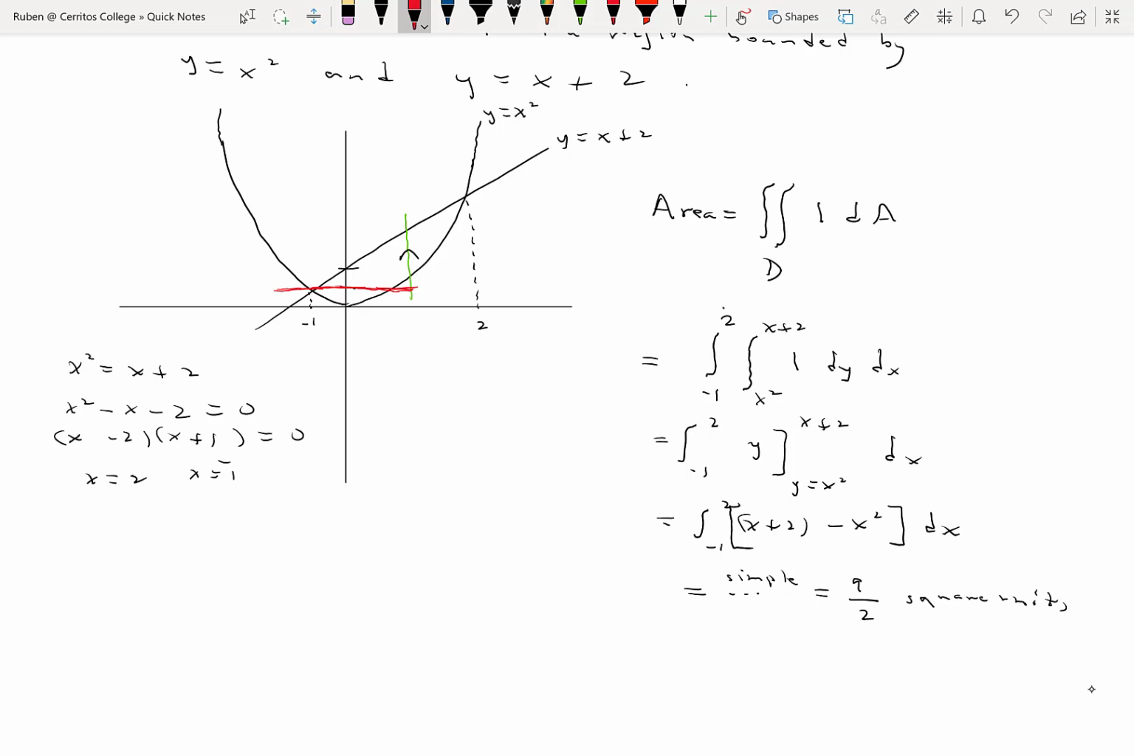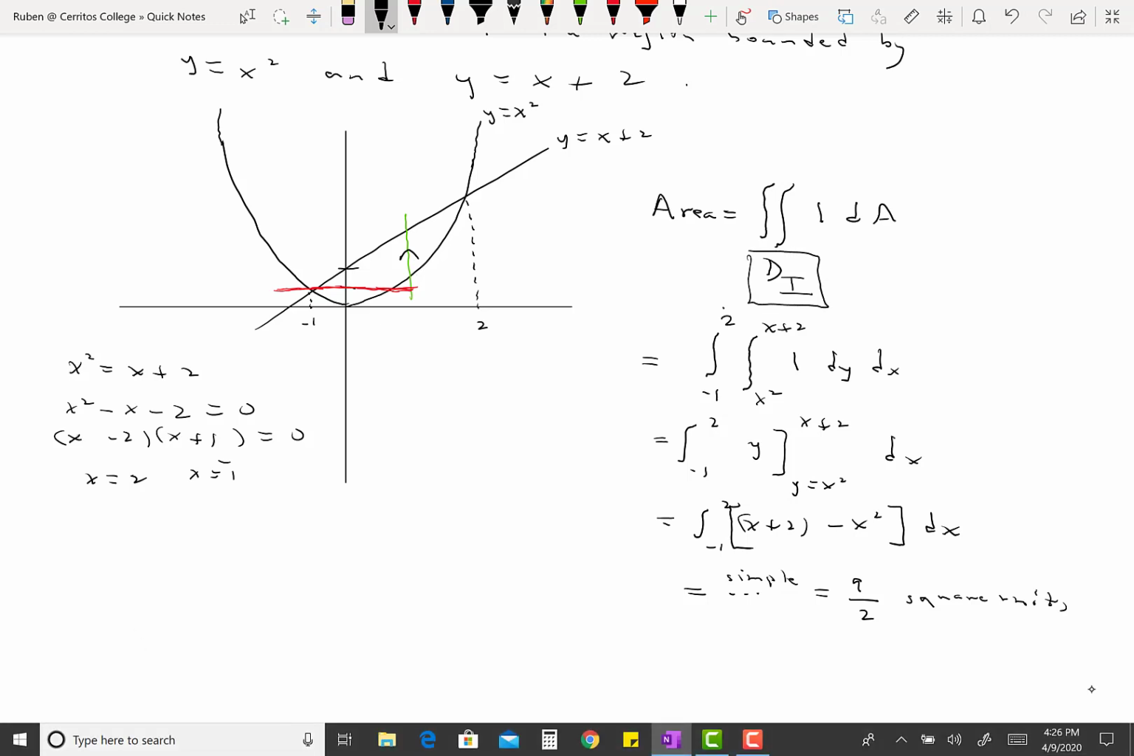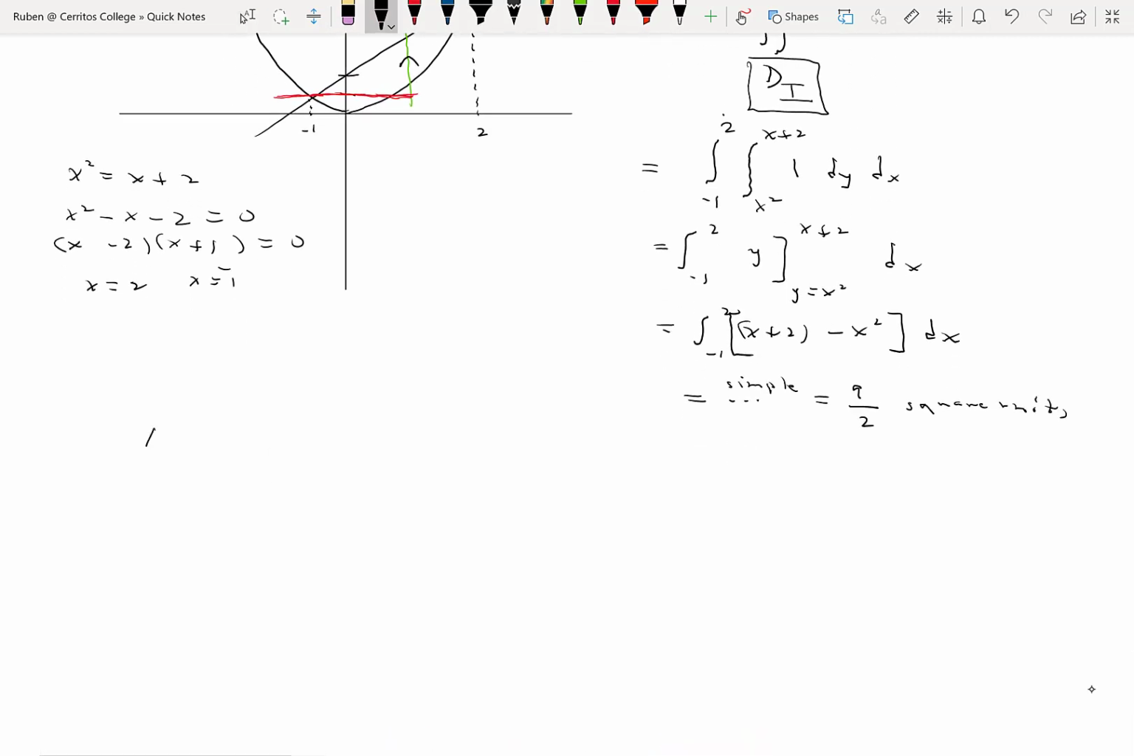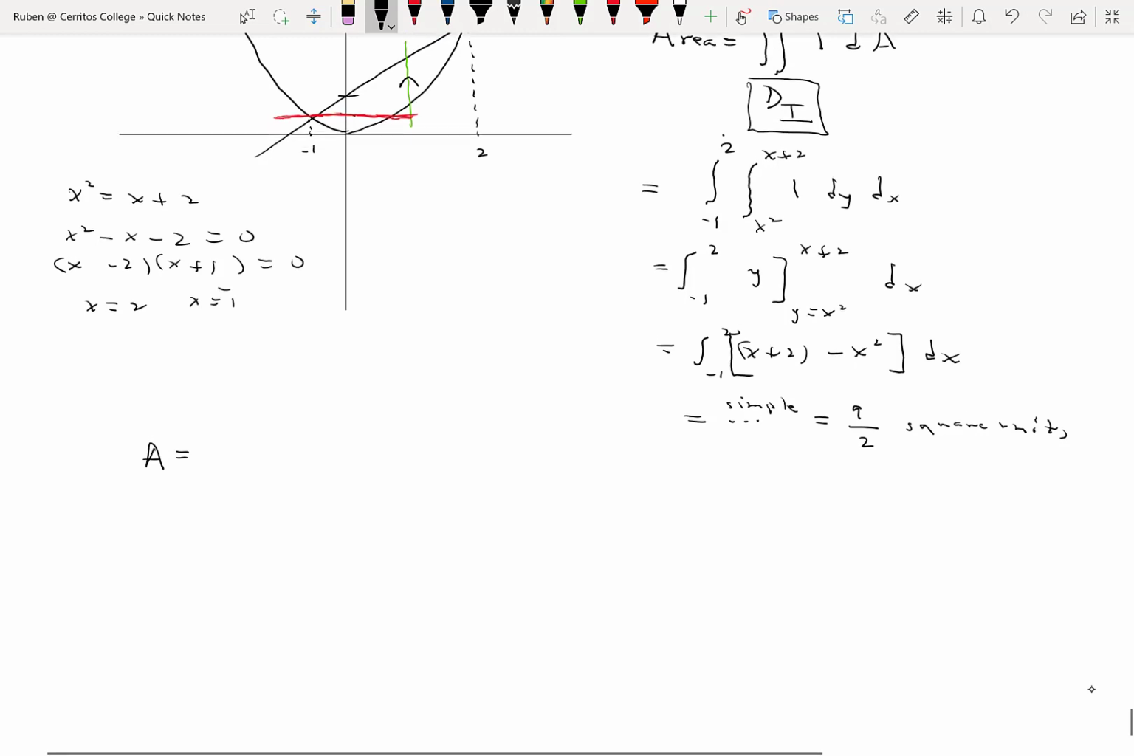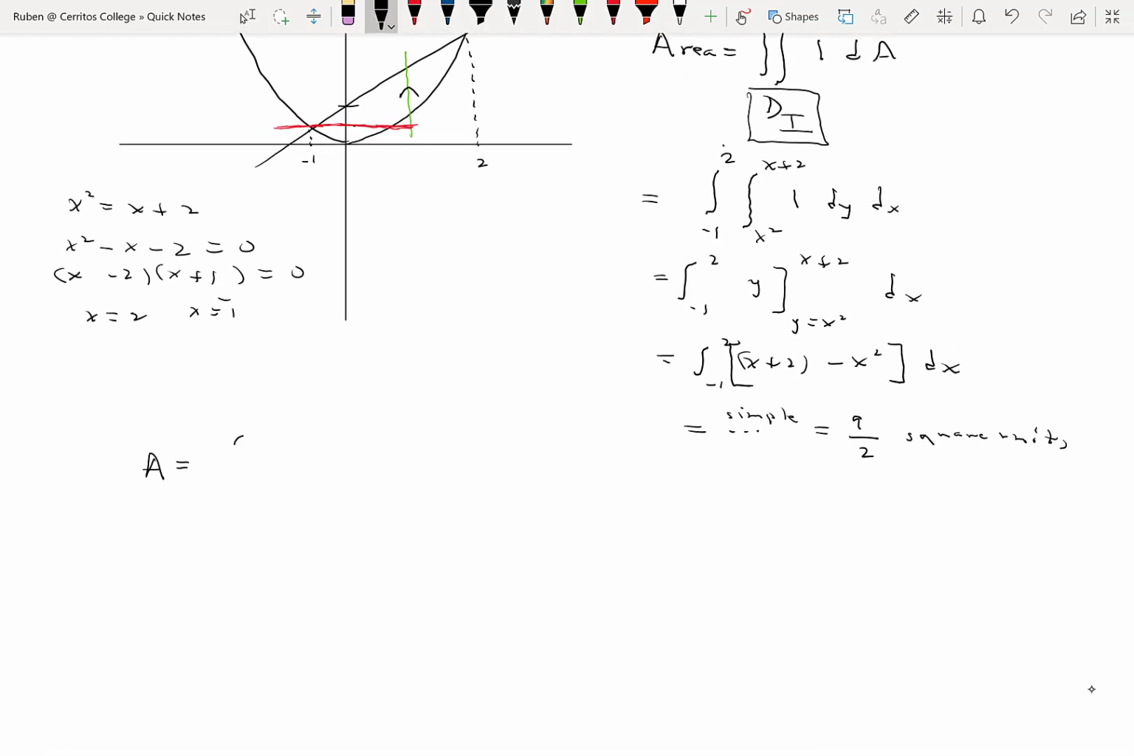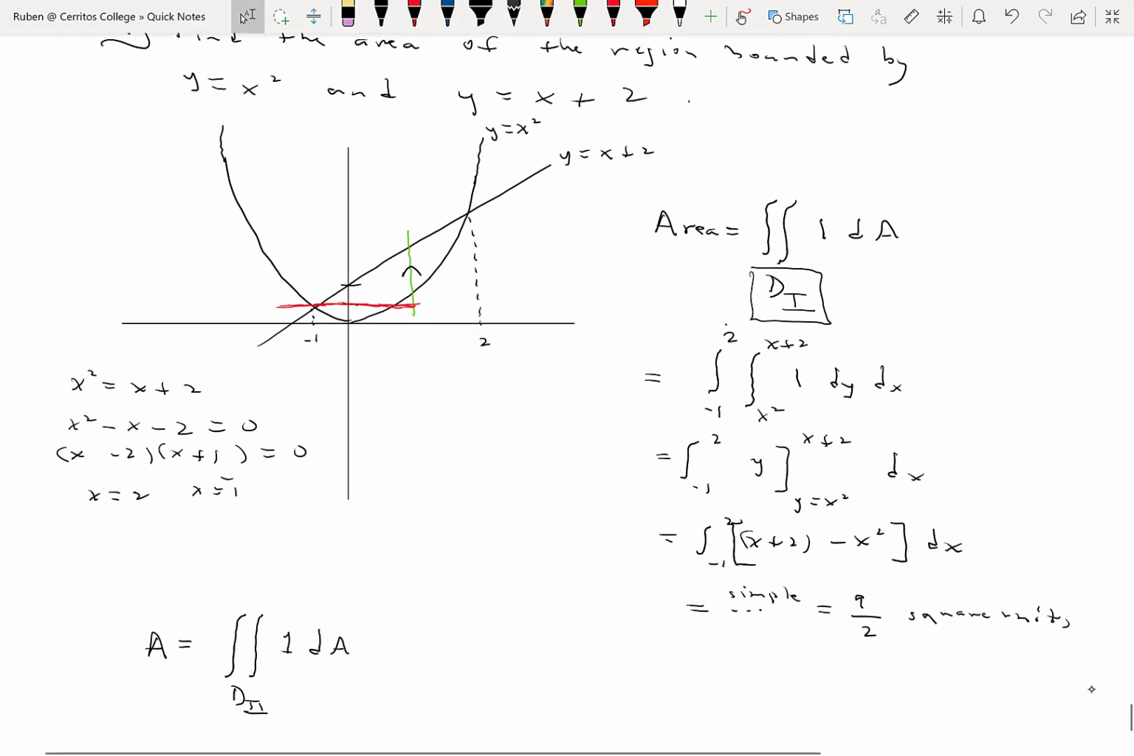So let's do it. Our first integral we got by interpreting the region as a Roman numeral 1 region. I'm putting a subscript in the setup of the integral. So now I want to interpret the region as a type Roman numeral 2 region. So it's still the double integral of 1 dA, but I'm reinterpreting my region as a Roman numeral 2 region. Well, it's a little messy. Back to the drawing board.